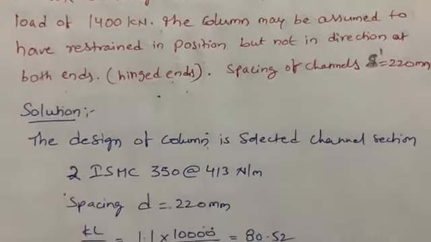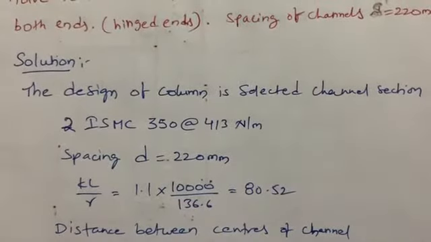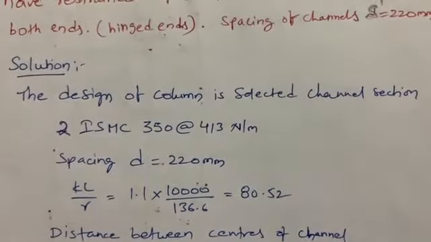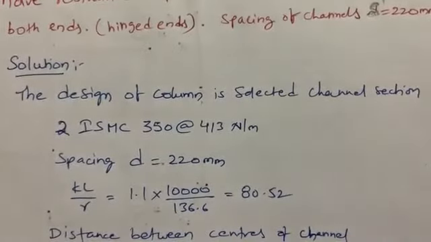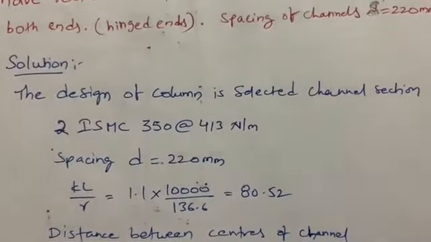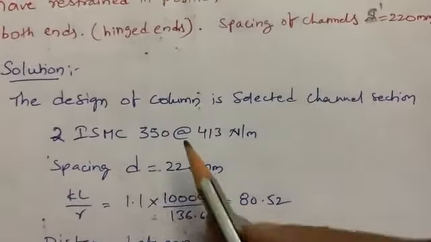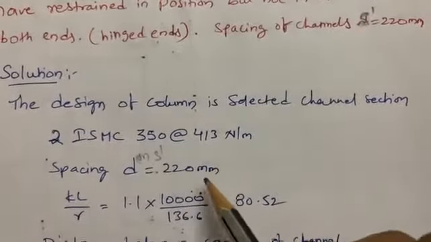So in this, the solution is, here I am choosing the design of the column selected. I choose the channel section, that is ISMC 350 at 413 Newton per meter, which is available in the steel tables book. So I choose two ISMC channels. So D is nothing but the spacing between the channels, that is 220 mm.